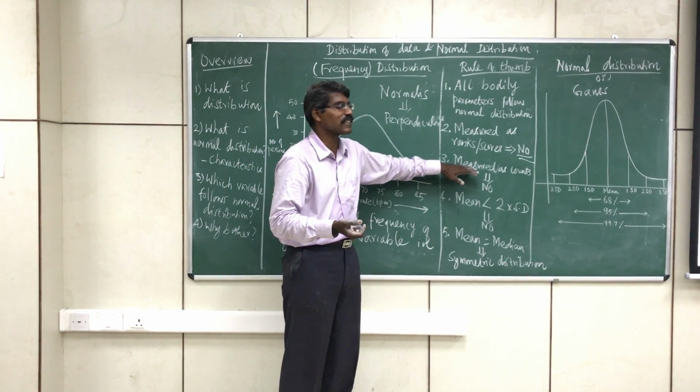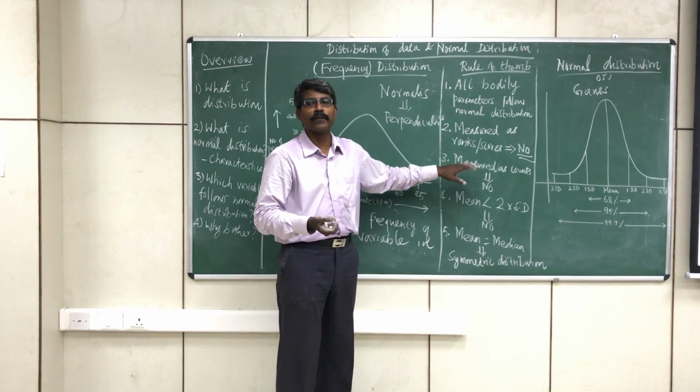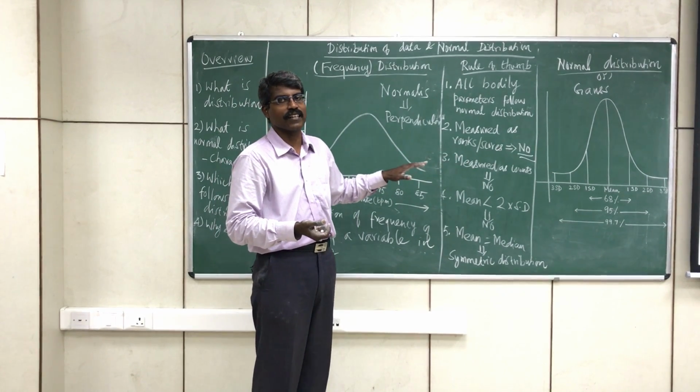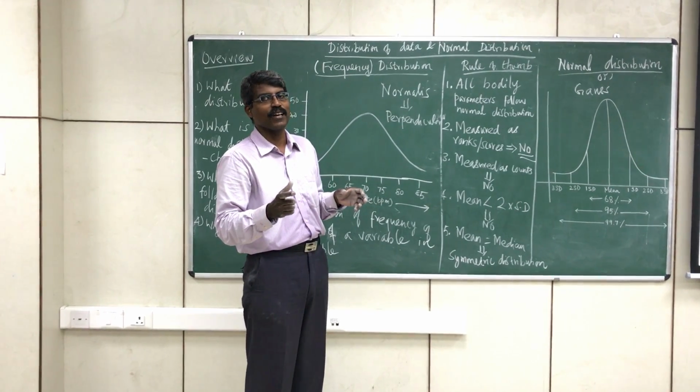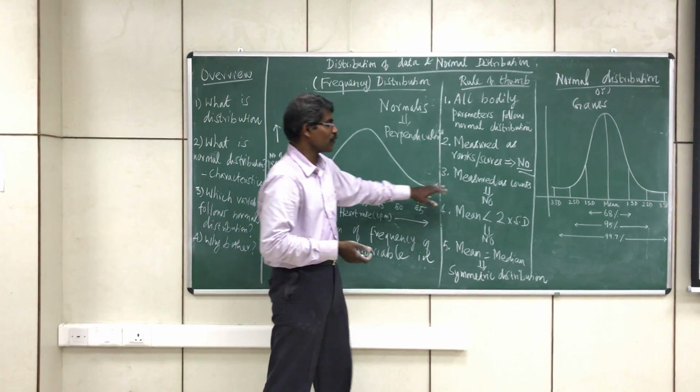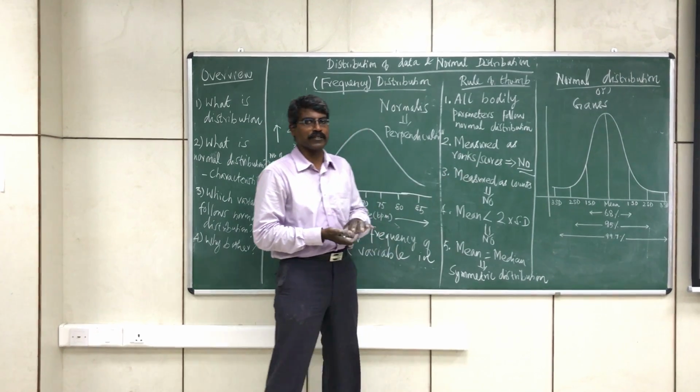Let's take the previous example, number of people experiencing headache. How many people experience headache? How many people did not experience headache? So that has two outcomes only. So this also does not follow normal distribution.